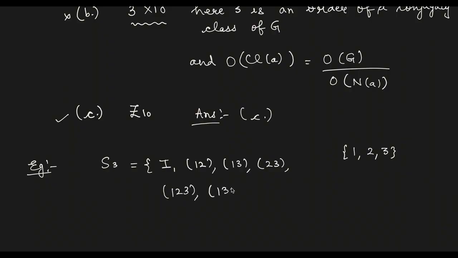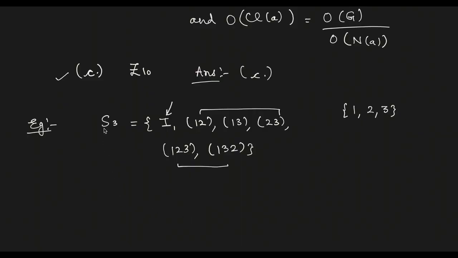So clearly, an order 1 element is possible, order 2 elements are possible, and order 3 elements are possible. So basically the class equation of this S3: the order of S3 is 3 factorial, which is 6.